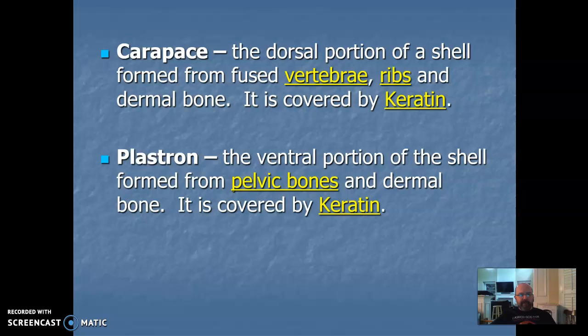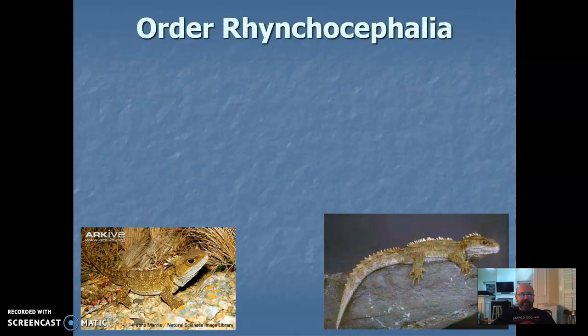The plastron is the ventral portion of the shell. It's formed from the pelvic bones and, again, more dermal bones. You can see more plates of bone also covered by keratin, so it'll have the same sort of coloration, again, mottled yellow, green, brown colors.